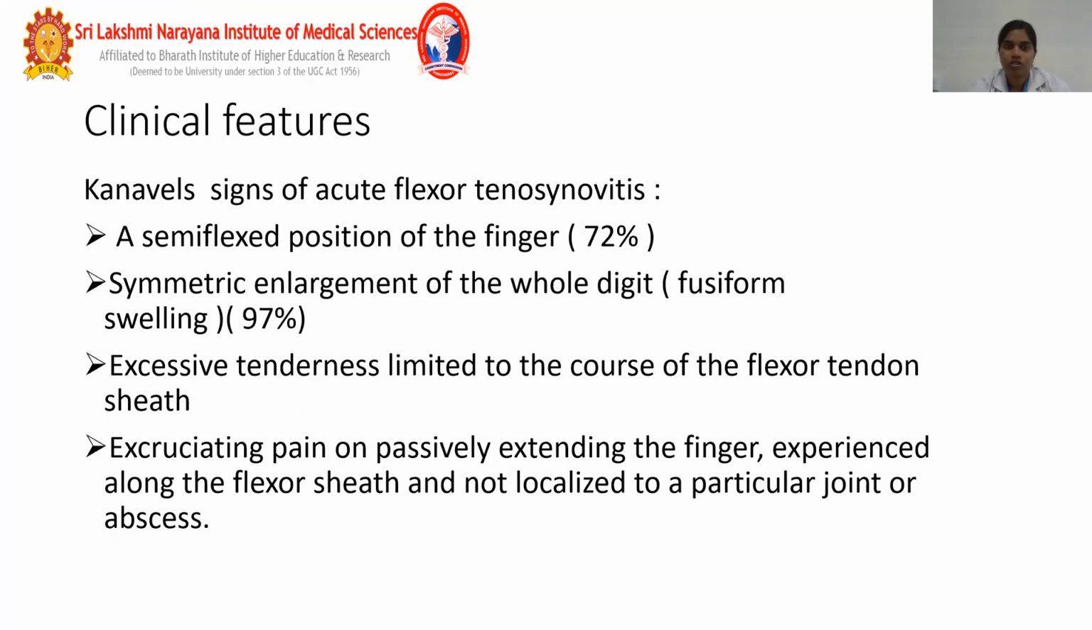The clinical features are called Kanavel signs of acute flexor tenosynovitis. A semi-flexed position of the finger, and there is a symmetrical enlargement of the whole digit. This is called fusiform swelling. And excessive tenderness along the course of the flexor tendon sheath. And there will be an excruciating pain on passively extending the finger, experienced along the flexor sheath, and it is not localized to a particular joint or abscess.